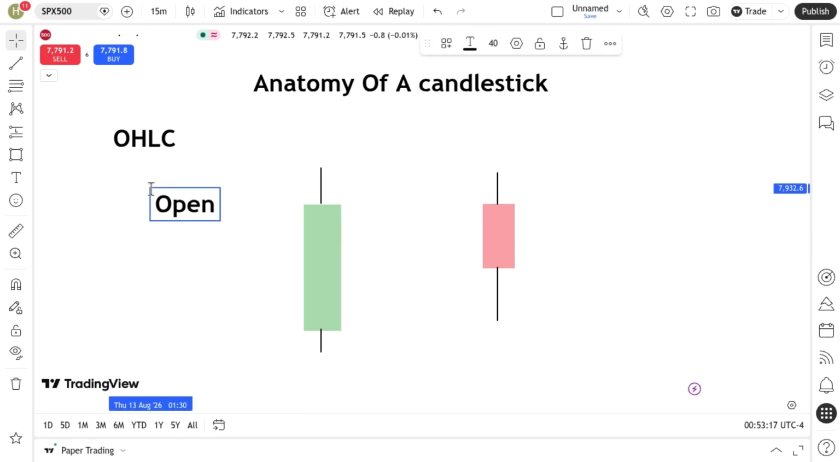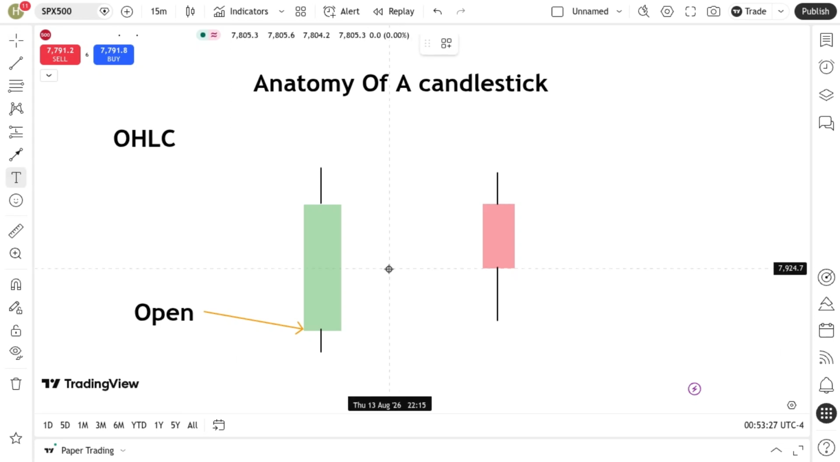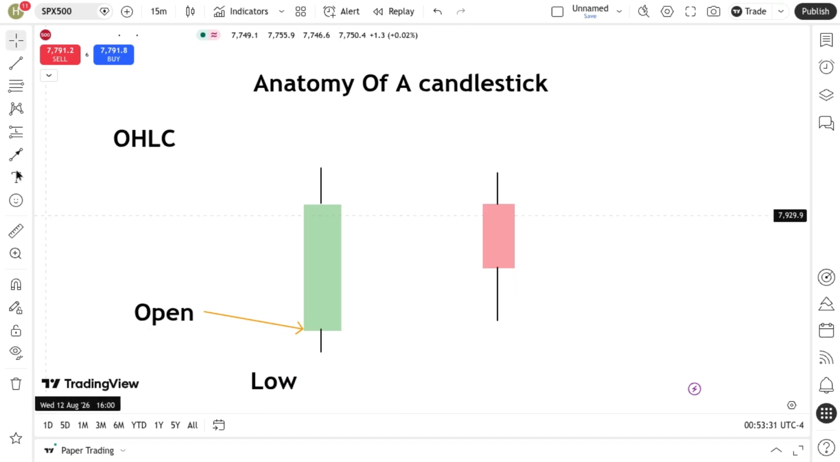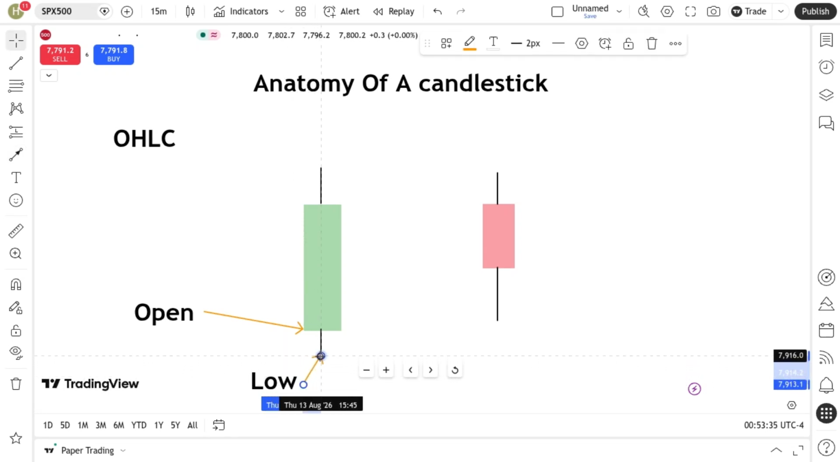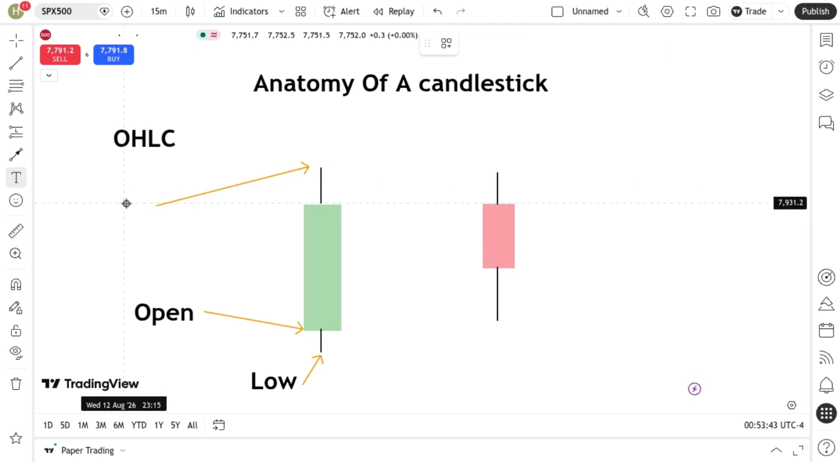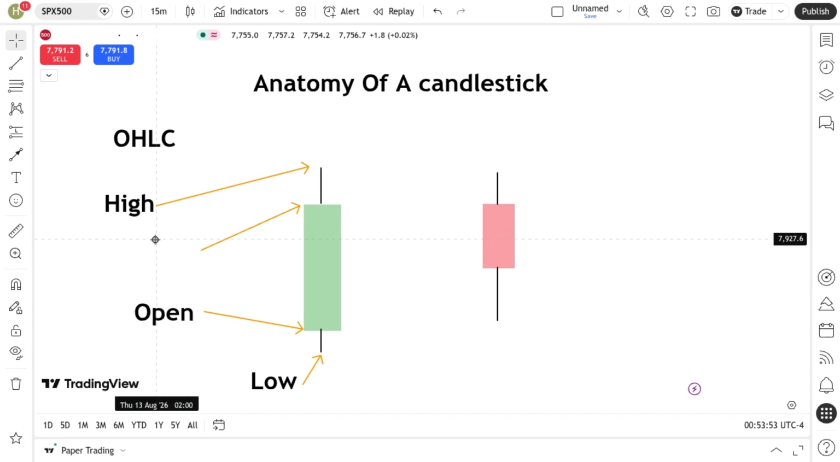So this is the body, these skinny portions are the wicks. Where is the open? Open of the candlestick is right here. Where's the lowest point of the candlestick? The lowest point is the bottom of this wick, because that's where price was. The highest point is up here, because that's the highest point that the candlestick made, and that's also where price was. And where is the closing point? The closing point of the candle is right here.